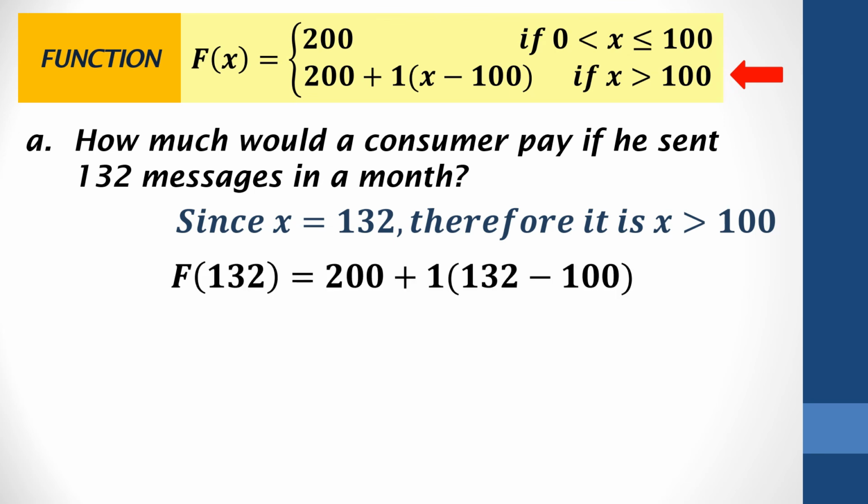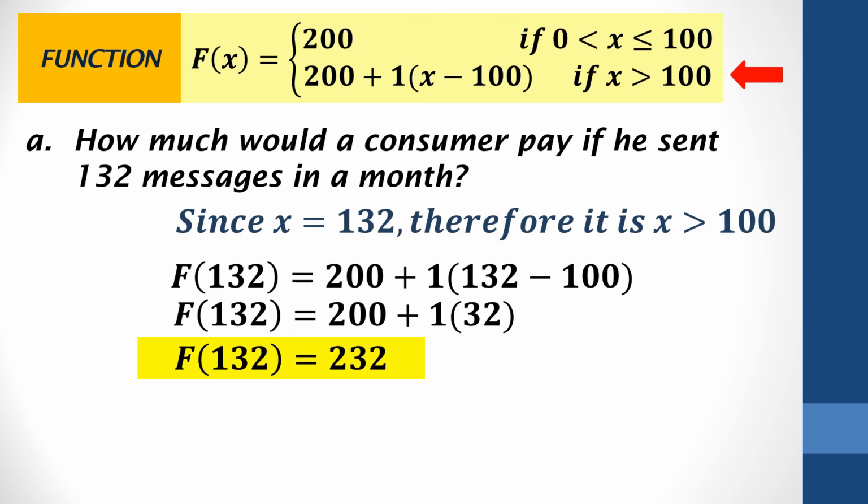Next step is to evaluate na po. From f of x equals 200 plus 1 times x minus 100, naging f of 132. So, wag malito ha. Ang itong 132 ay nanggaling po sa ating value or number of messages. f of 132 equals 200 plus 1 times 132 ulit, yung x natin, minus 100. f of 132 equals 200 plus 1 times 32. So, we have f of 132 equals 232.